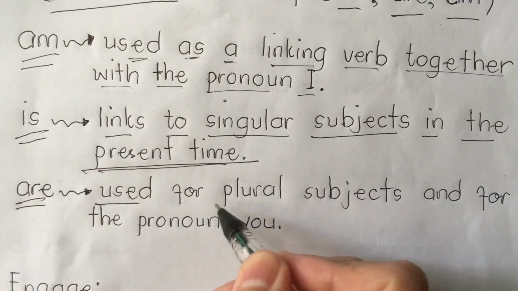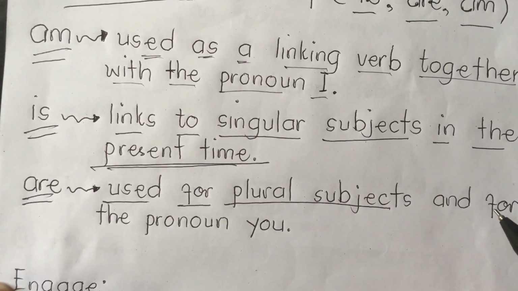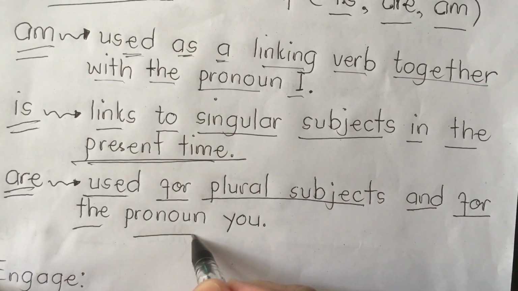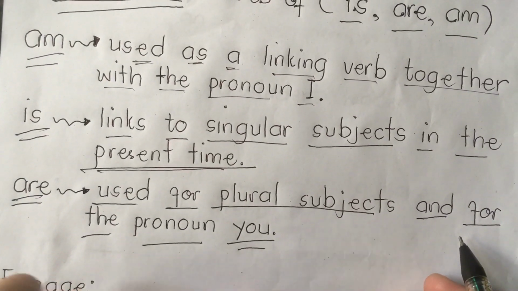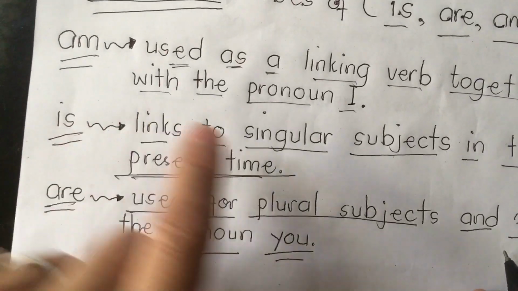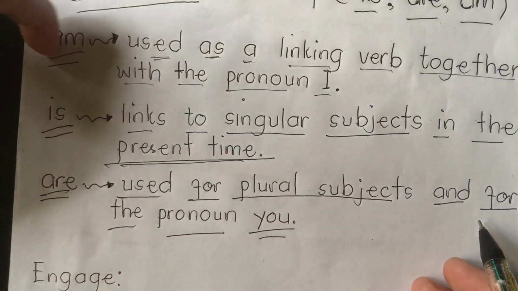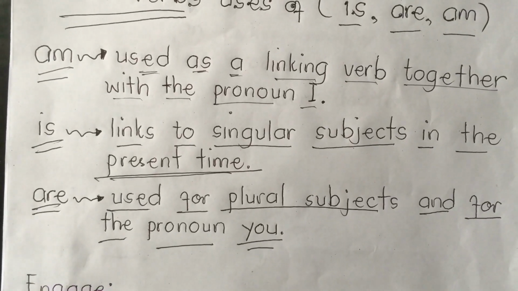Are is used for plural subjects, which means two subjects, two things or places that we are going to talk about. And for the pronoun you, automatically when you are using the pronoun you, you're going to use the be verb which is are. If your subject is singular, we automatically use is, and if you're using the pronoun I, automatically we use am. Now I have examples about am, is, and are, and how we use them.